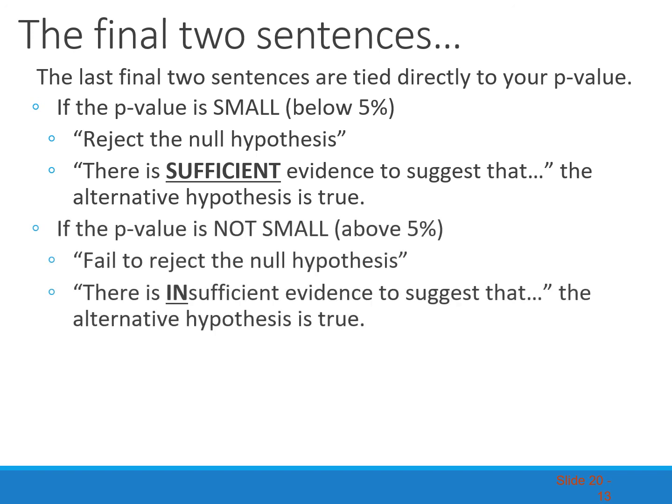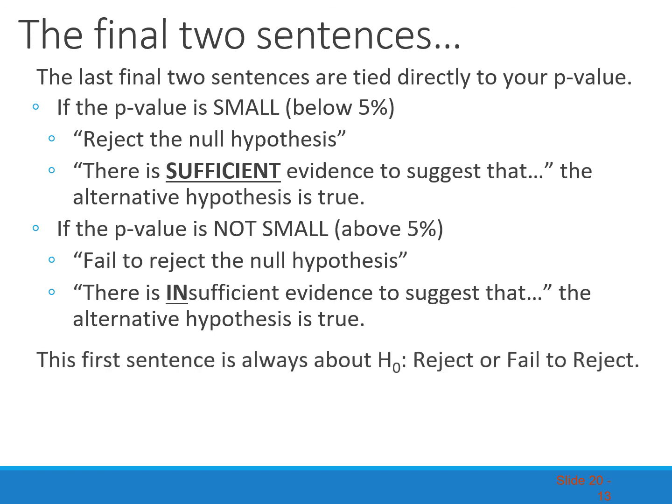If the p-value is not small, above 5% or above the alpha, like in the last problem where we got a 10% p-value, we fail to reject the null hypothesis. What we saw isn't unusual. It's not unusual enough for us to say that null hypothesis is incorrect. When we fail to reject the null hypothesis, the following sentence is always there is insufficient evidence to suggest that the alternative hypothesis is true.